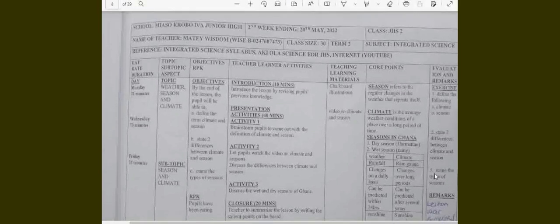Then here, define the following. We have climate, we have season. So it's the same as the objective here. Let's look at objective B. State 2 differences between climate and season. And here, same thing. Name the types of seasons. That's it. And if I take that on the HS1, let learners do the following homework.